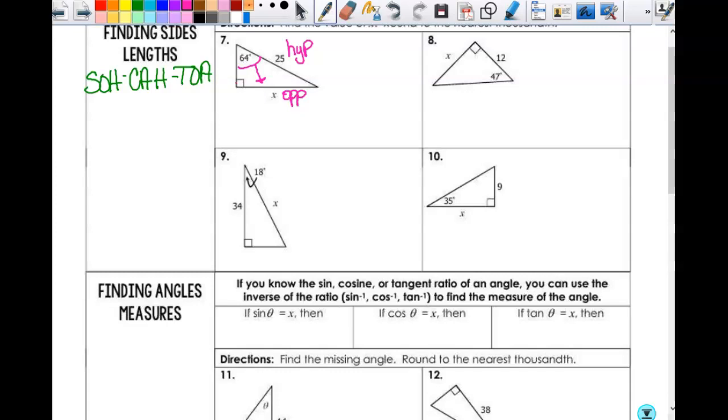Now, which trig ratio uses opposite and hypotenuse? Sine. That would be sine. So I take the sine of what? 64. So the sine of 64 equals the opposite over hypotenuse, so that's x over 25. Then I want to get x by itself, so what do I do? I multiply both sides by 25. So x is equal to 25 times the sine of 64.